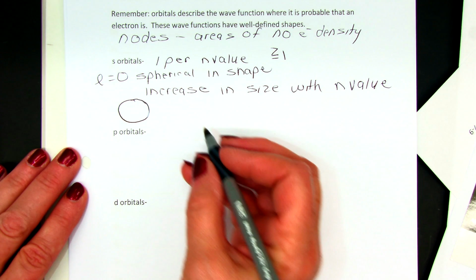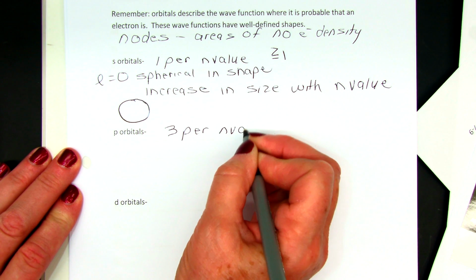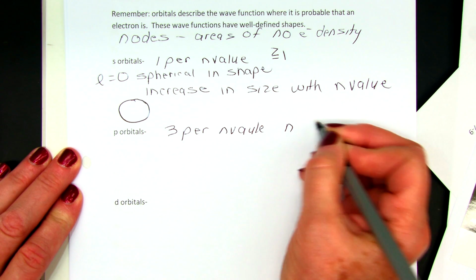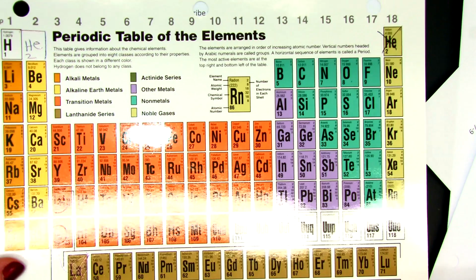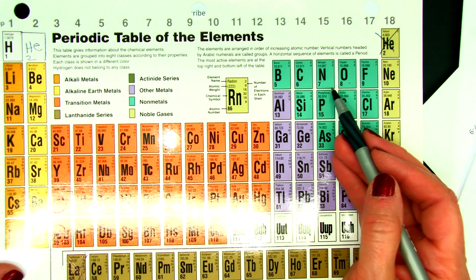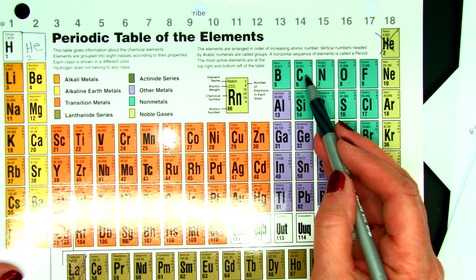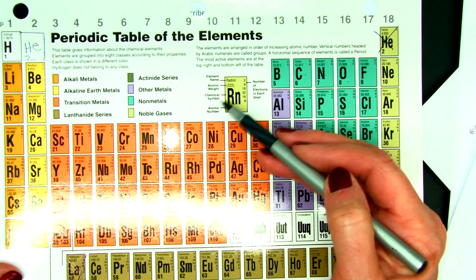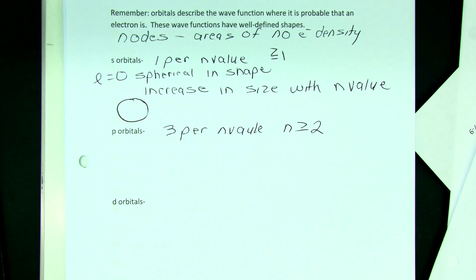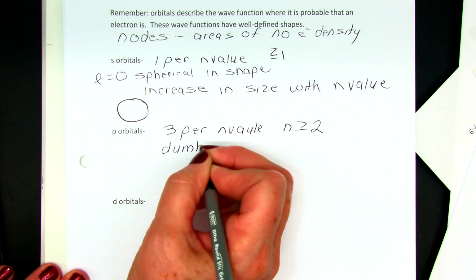Now, the p orbitals, we have 3 per n value, when n is greater than or equal to 2. So we look at this on the periodic chart. When we get over here on the right-hand side in these 6-column section, this starts at n is equal to 2, because remember, helium is not up here. Helium's over on the other side. So the p orbitals are described as being dumbbell or propeller shaped.